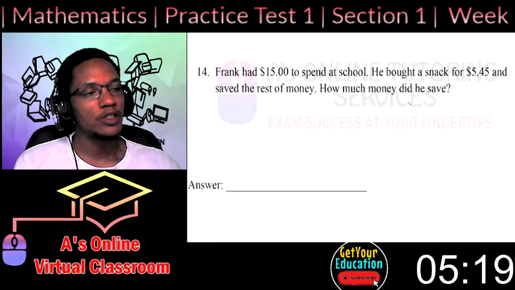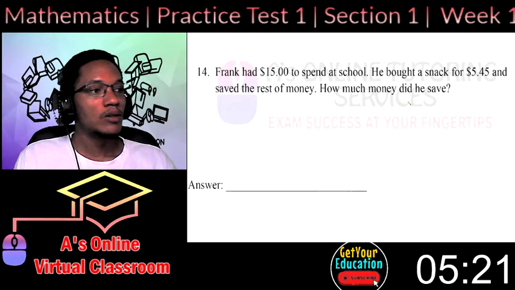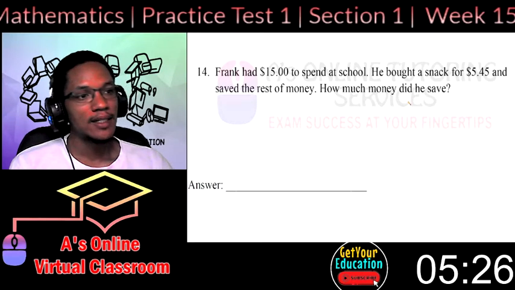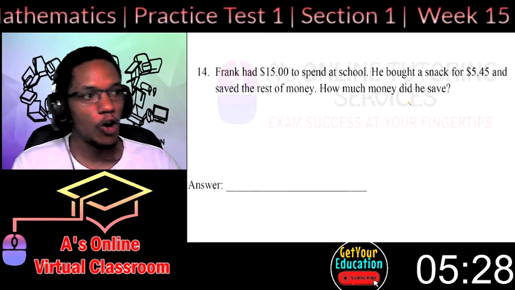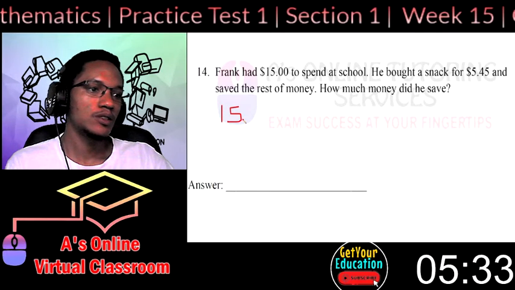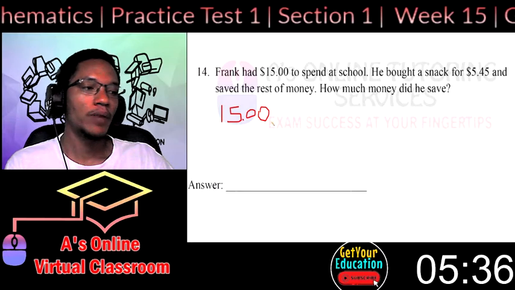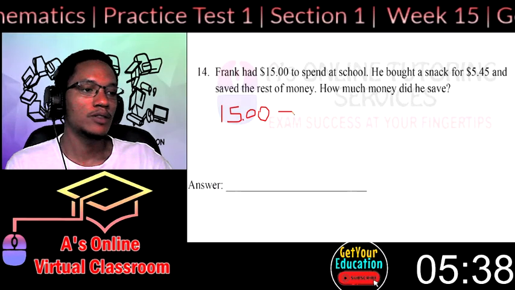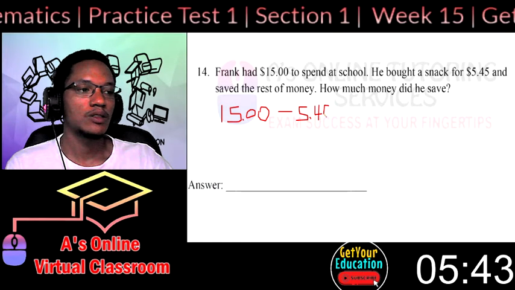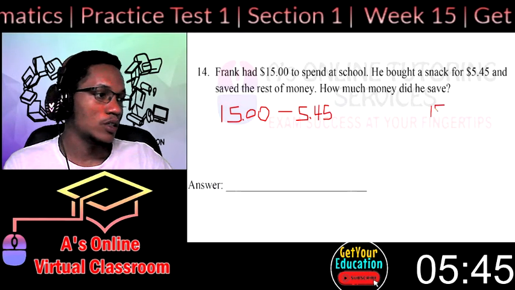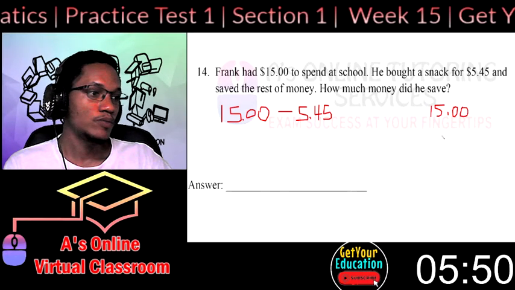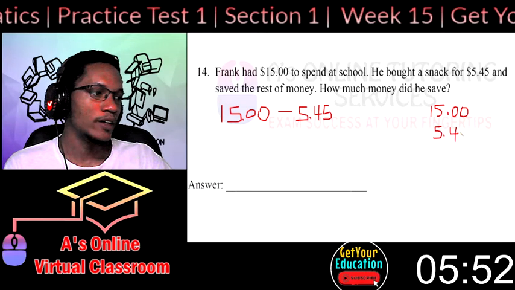Next, Frank had $15 to spend at school. He bought a snack for $5.45 and saved the rest of the money. How much money did he save? So he had $15 and he spent $5.45. So we have to take away $5.45. And this subtraction could be done as a normal decimal subtraction. Just make sure you line up your point.